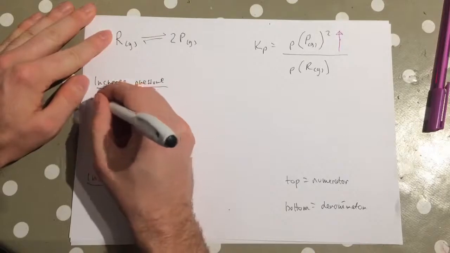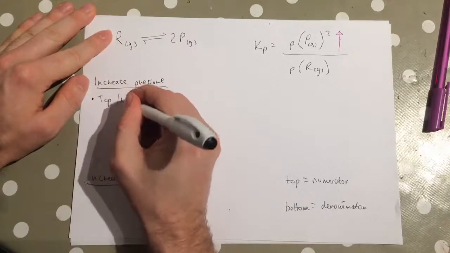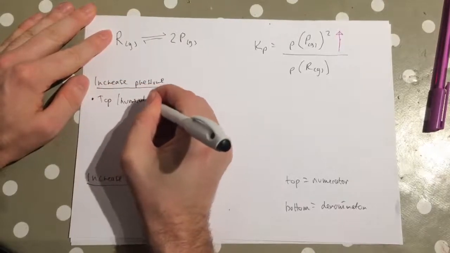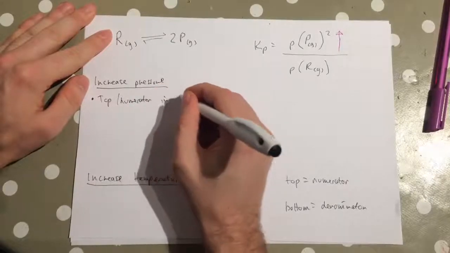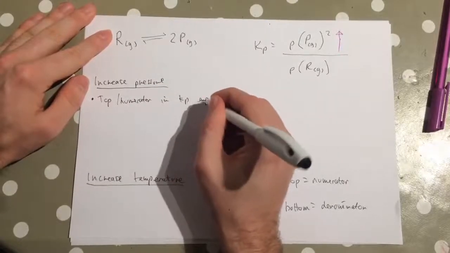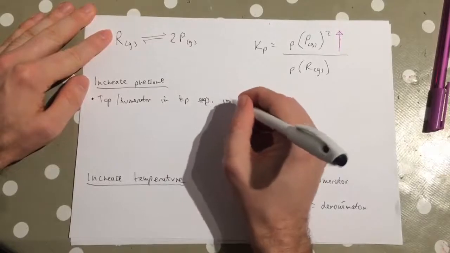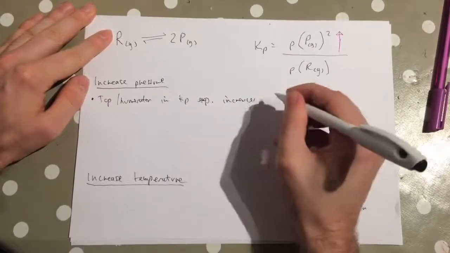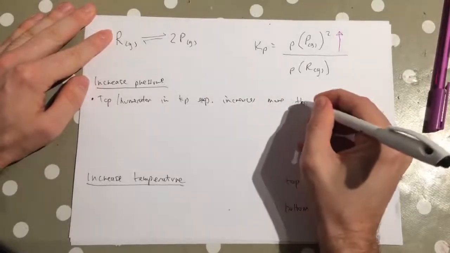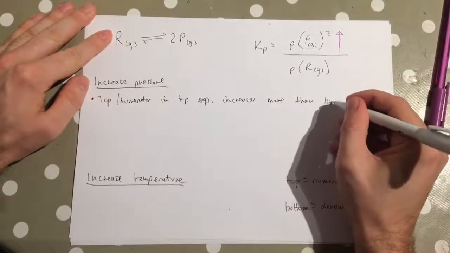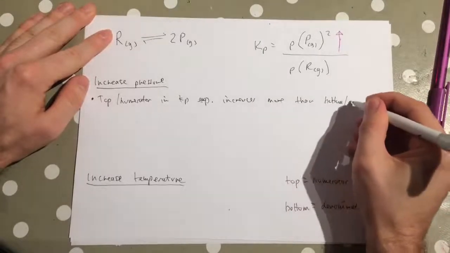So when we increase the pressure, the top, or the numerator, in the Kp expression increases more than the bottom term or the denominator.